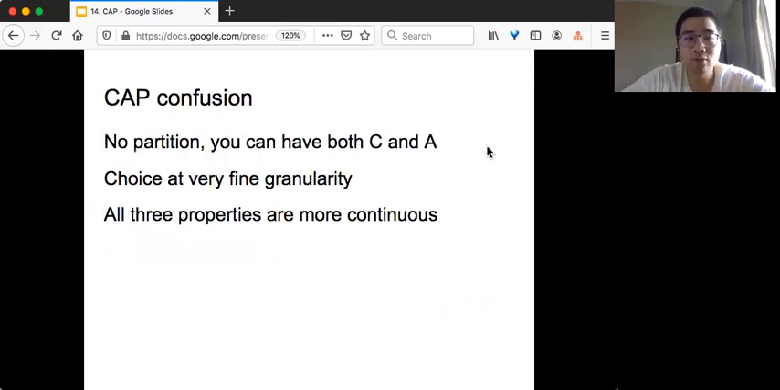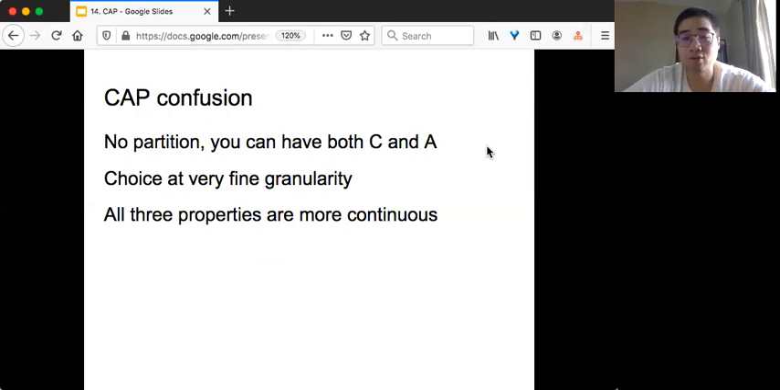So the one point I want to focus on is this CAP confusion. Why "pick 2 out of 3" is confusing, or misleading, is that whenever there's no partition at all, you can have both properties. But some of the prior interpretation is that I don't really care about partition or not, I just forfeit or sacrifice one of the C or A, and that's not an ideal trade-off.